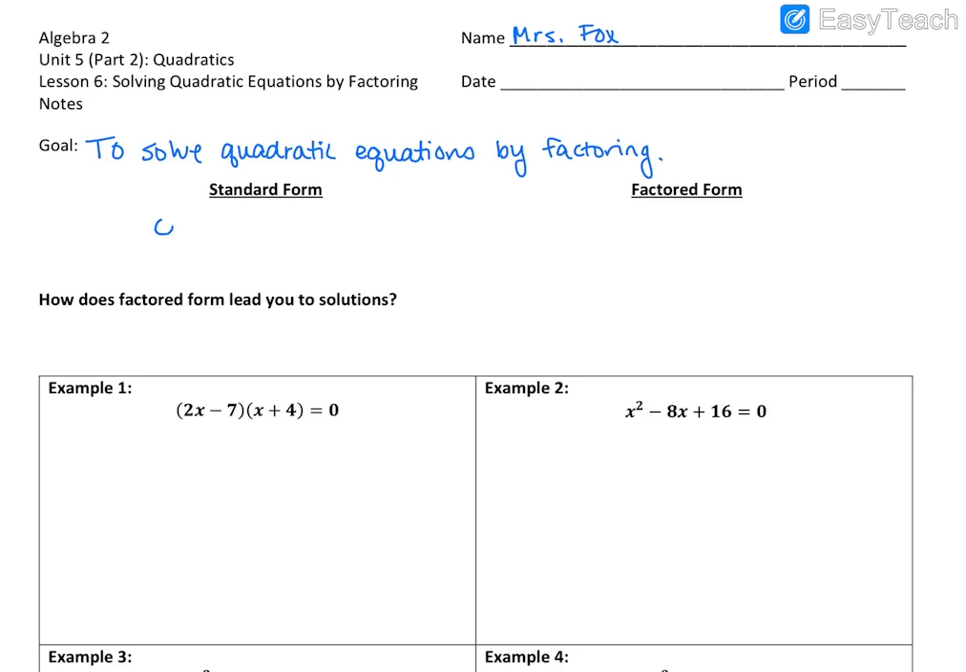When we're dealing with standard form, it's going to look like 0 equals ax squared plus bx plus c, or maybe it looks the opposite, ax squared plus bx plus c equals 0. It doesn't matter. Either way, that would be considered standard form. Factored form would look like this.